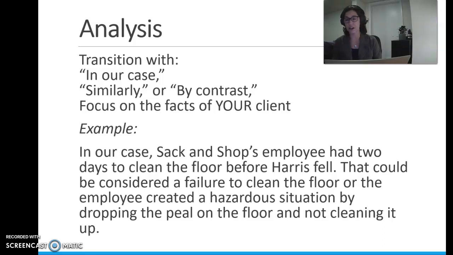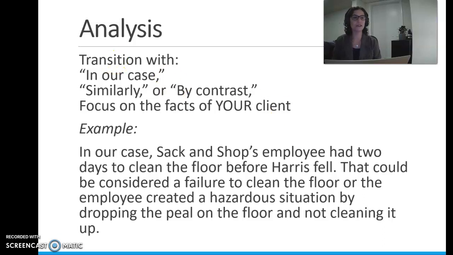So you can see that it's not like a quick rush to a conclusion, but a real explanation about what was happening in the client's case. We'll continue to build on the analysis, but again, keep that structure in mind where you begin with the transition, like "in our case," and then focus on the facts of your client's case. We'll also point out that sometimes it seems like you're pointing out facts that are really obvious, and that's okay too, because even the obvious facts need to be stated because your reader may not know them.